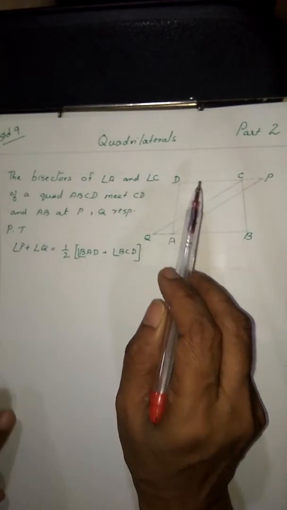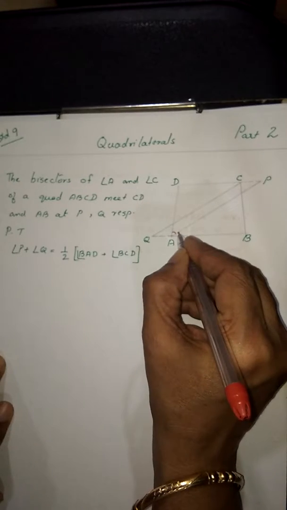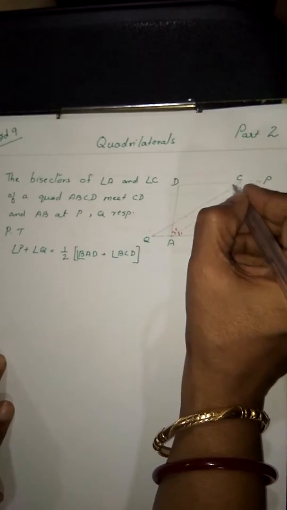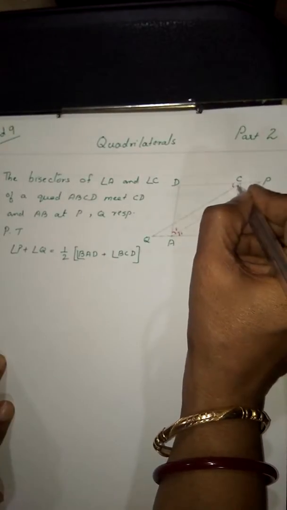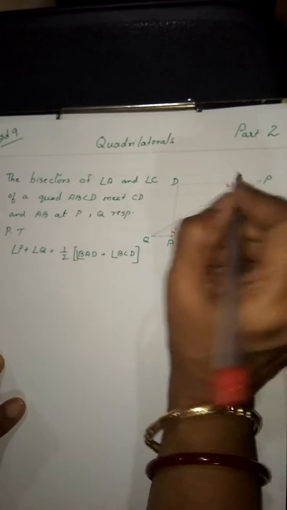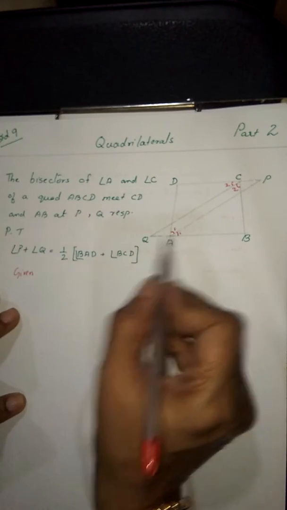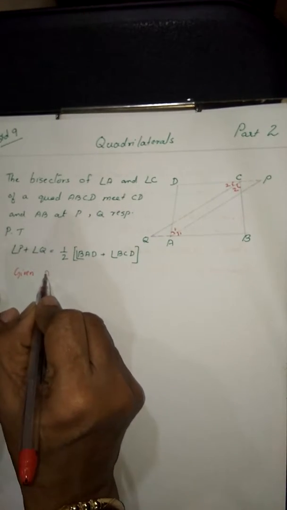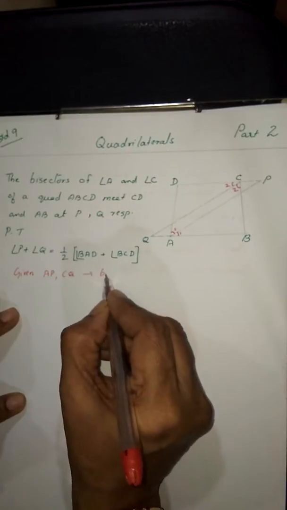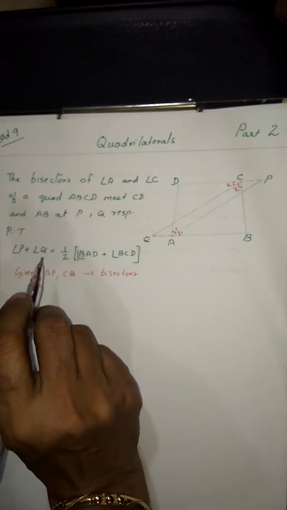So it is given this is a bisector, that means these two angles are equal. So we will put it as 1. And similarly, CQ is a bisector, so we will give this as 2. So what is given? Given: AP and CQ are bisectors. So now we have to prove this.